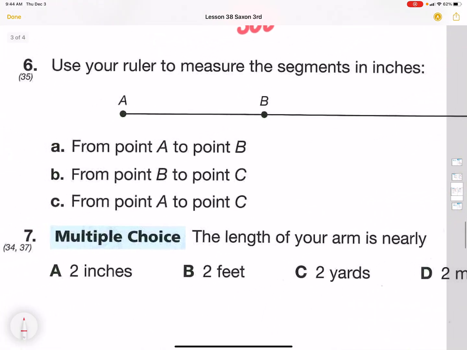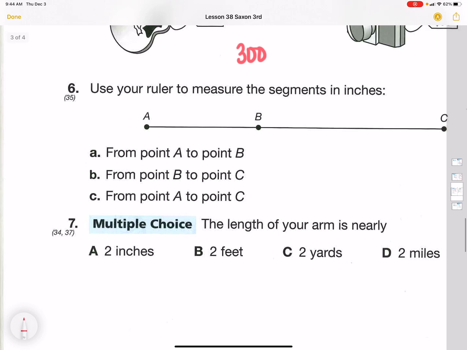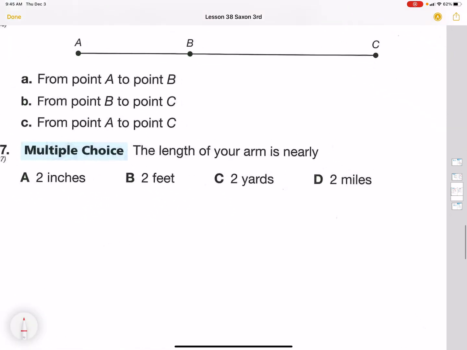Number 6 is kind of tricky because I can't show you very well on the computer. If you're at home, don't worry about it. But if you're in class, we'll probably just do this one on the board. Okay, so skip that one for now.